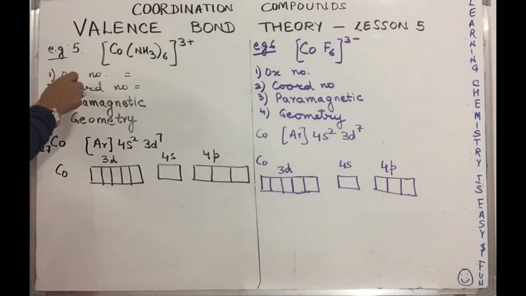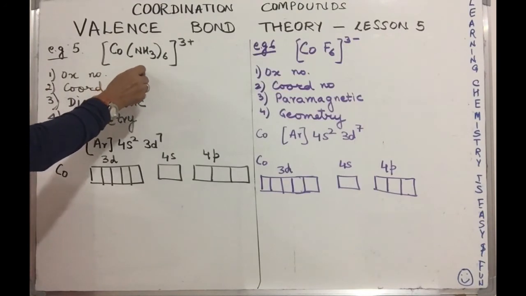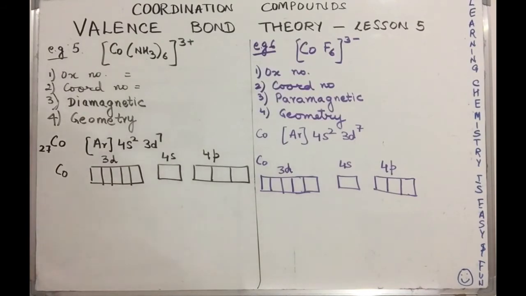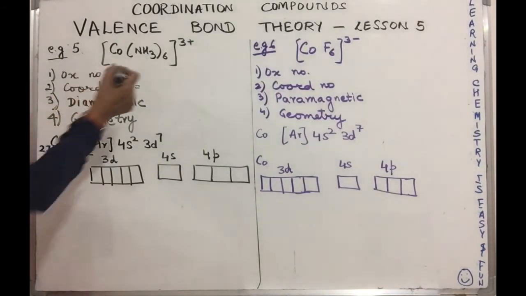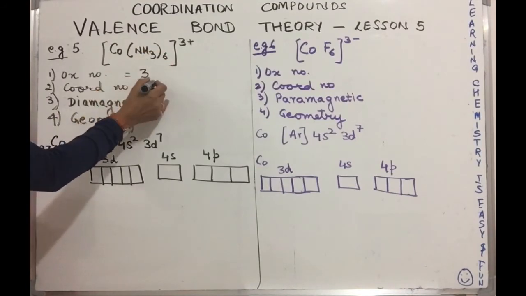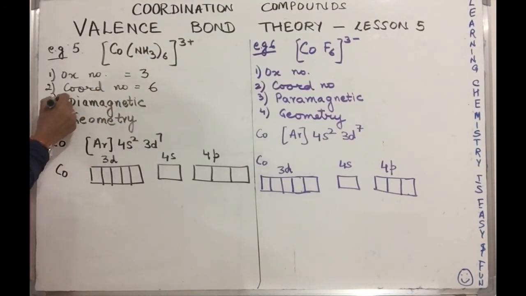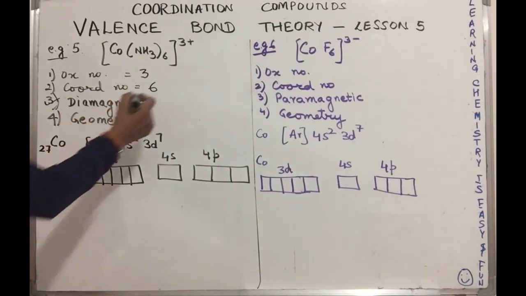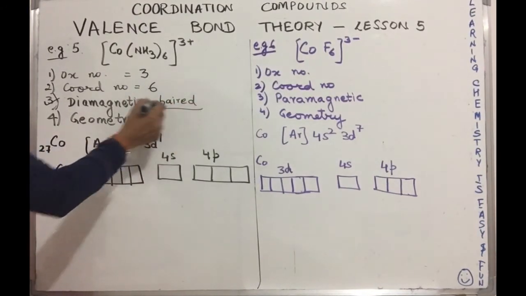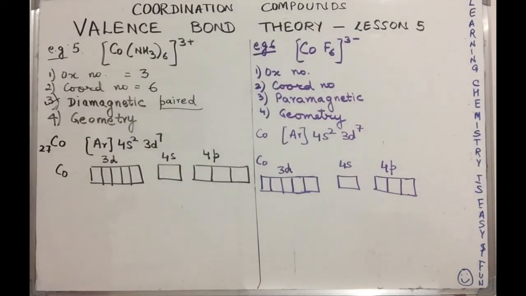Okay. So the oxidation number over here is 3 because ammonia is 0. Coordination number is 6. Diamagnetic. Diamagnetic means does it have unpaired electrons or paired electrons? Very good. It has electrons which are paired up. This is an important piece of information for us.